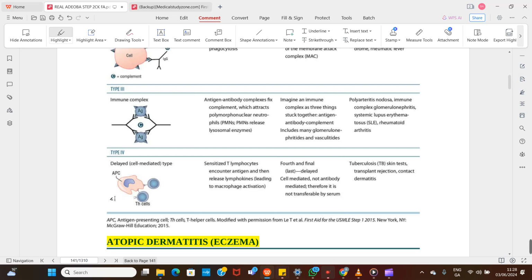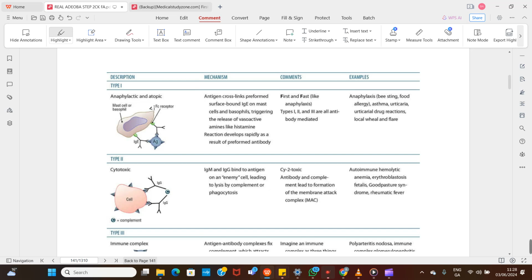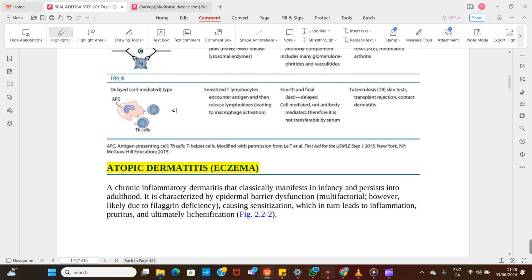So that's why it's usually delayed. It doesn't happen quickly like in the anaphylactic or the atopic disease, which is within minutes to hours. But your delayed takes longer time, right? And it's cell mediated because it doesn't involve the antibody. You don't call it any humoral stuff. It is strictly cell mediated, and you cannot transfer it by serum. So if it's antibody issues, you can transfer it by serum. But if it's just the T cells, you cannot transfer by serum, right?